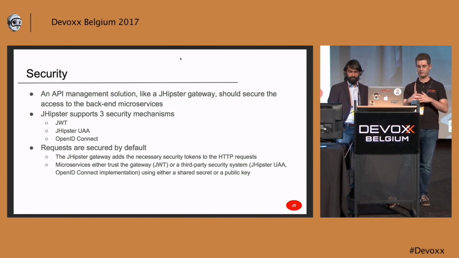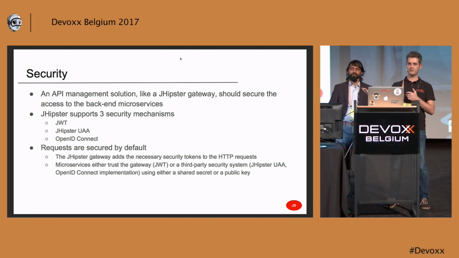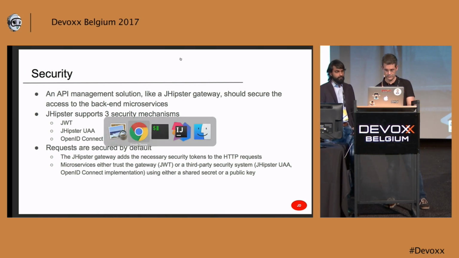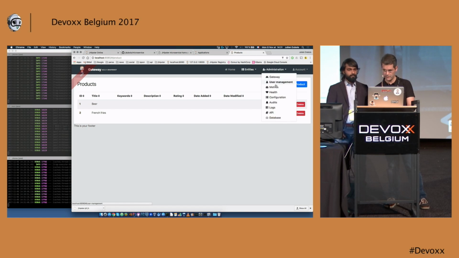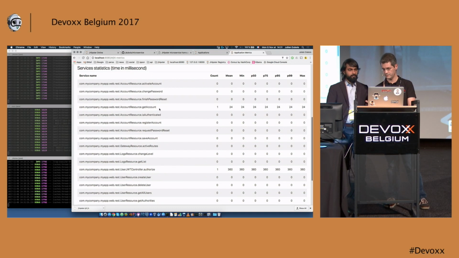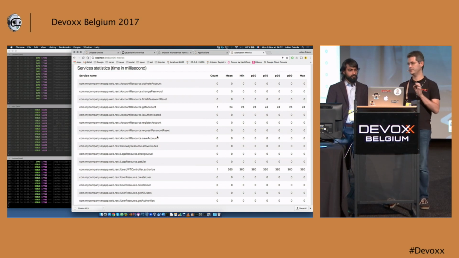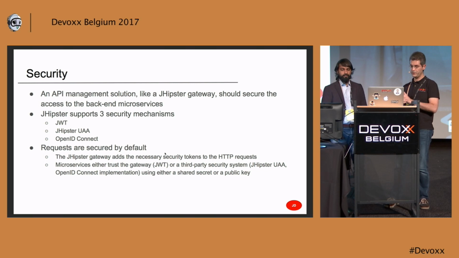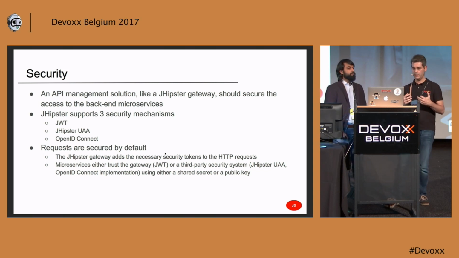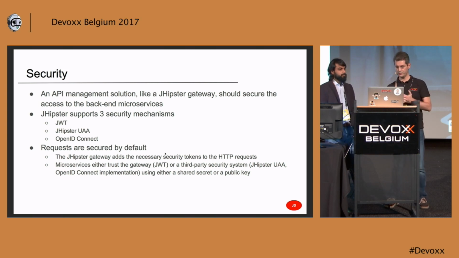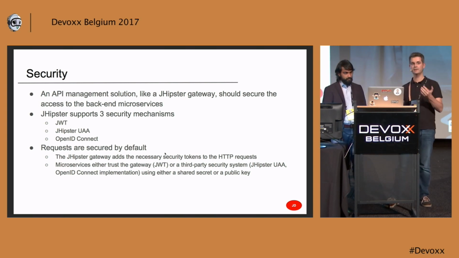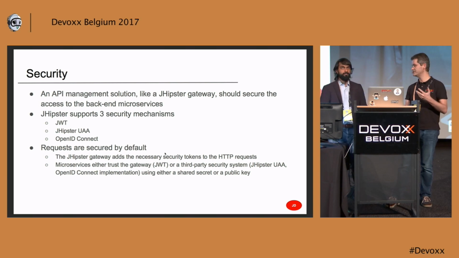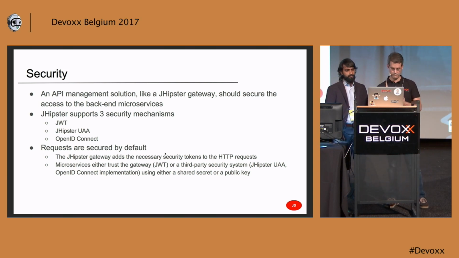What's important to know with JHipster is that requests are secured by default. That is, when you generate an entity, by default it is secured. It is also monitored. That's why you can go to metrics and see your metrics, because each method of each Spring Bean is monitored by default. And when you do microservices, the JHipster gateway is either sharing a secret, like what we do with JWT, or having a public key mechanism, something like that. What you do usually with JHipster UAA or OpenID Connect. And that's how security is trusted between services. We'll detail that in the next slides.